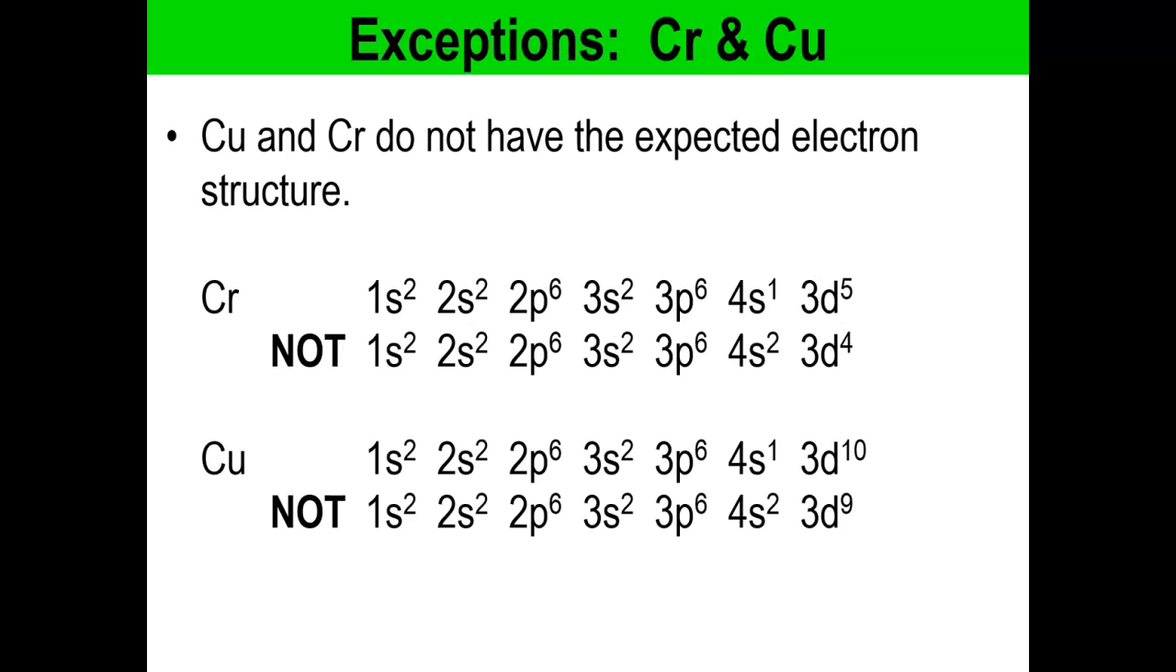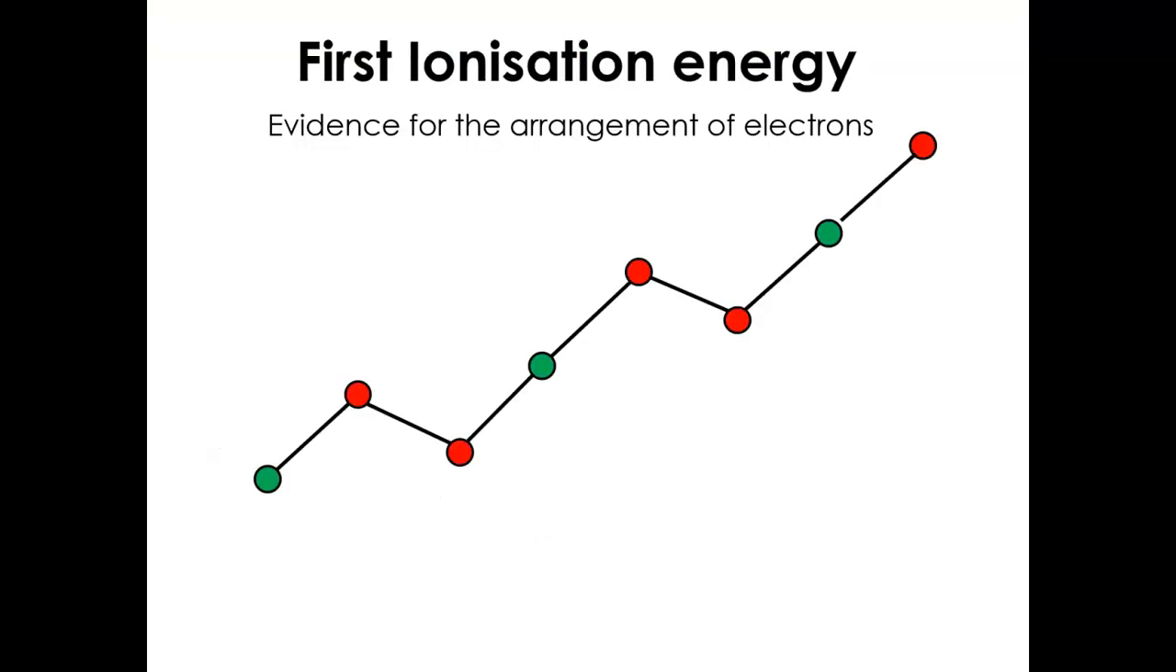There were two exceptions to the arrangement of electrons. These were chromium and copper, where we occupy the orbitals in a much more preferential half-full arrangement rather than an inadequate, incomplete subshell. So chromium was 4s1 3d5, not 4s2 3d4, and copper was 4s1 3d10, not 4s2 3d9. Okay, so I'm going to stop the video because the next one is all about the evidence, and you're going to see that shortly.